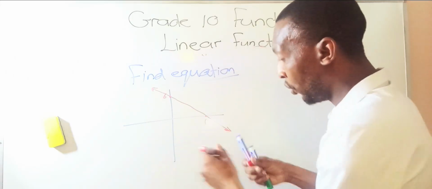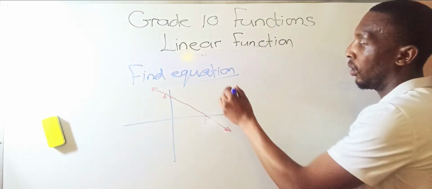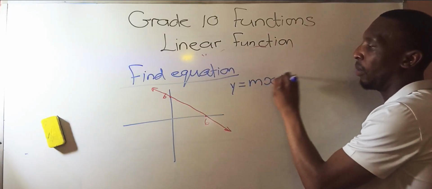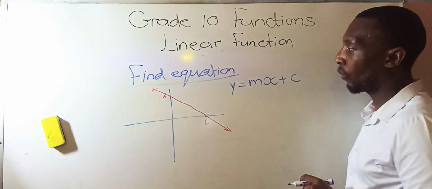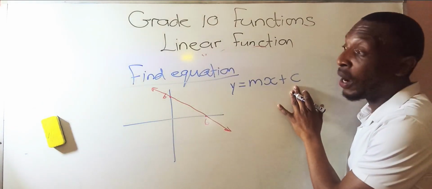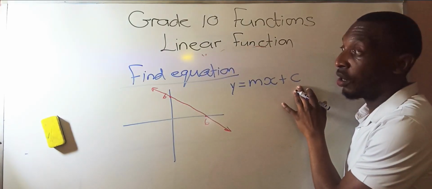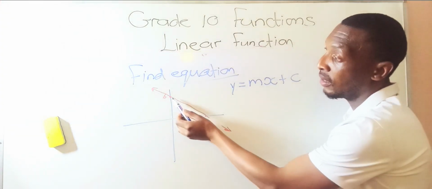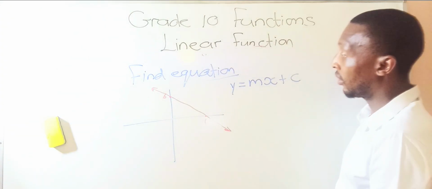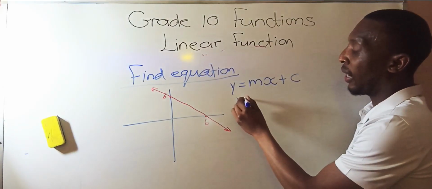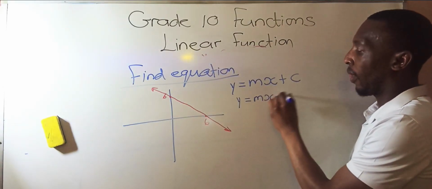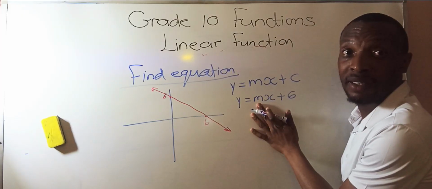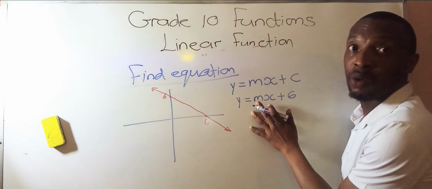Now, you know that the equation must be in this form, y is equal to mx plus c. The c is the y-intercept, in other words, where does the graph cut the y-axis? In this case, you can see it cuts it at 6. So this means that y is equal to mx plus 6. All that's left for you to work out now is the gradient. So what is the gradient?